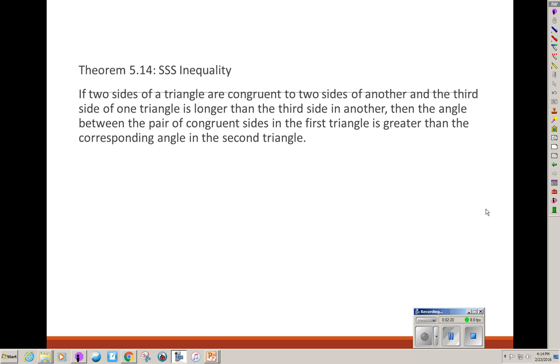Now the SSS inequality says something similar, but it's not exactly the same thing. It says if two sides of a triangle are congruent to two sides of another triangle, and the third side of one is longer than the third side of the other, then the angle between the pair of congruent sides in the first triangle is greater than the corresponding angle in the second triangle.